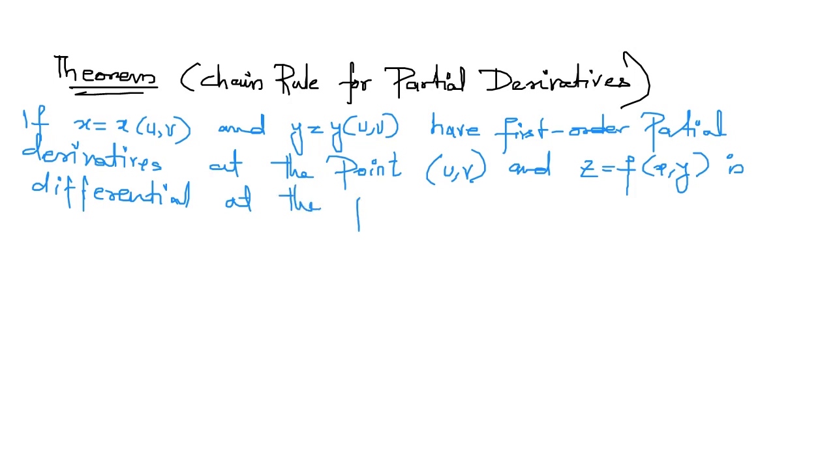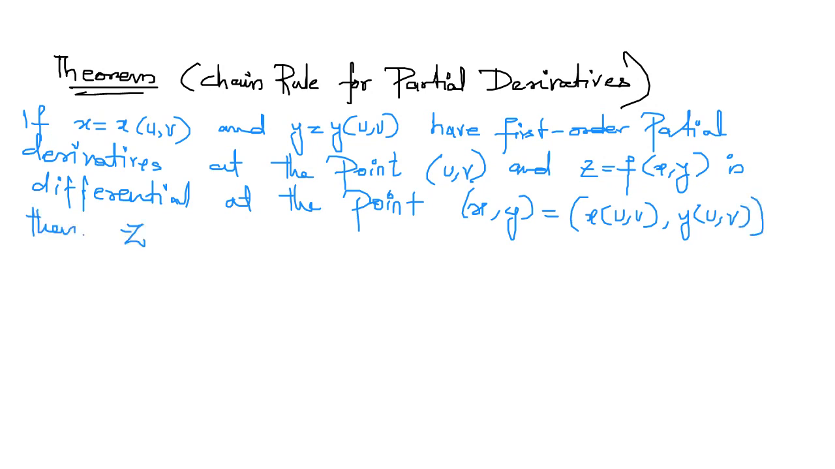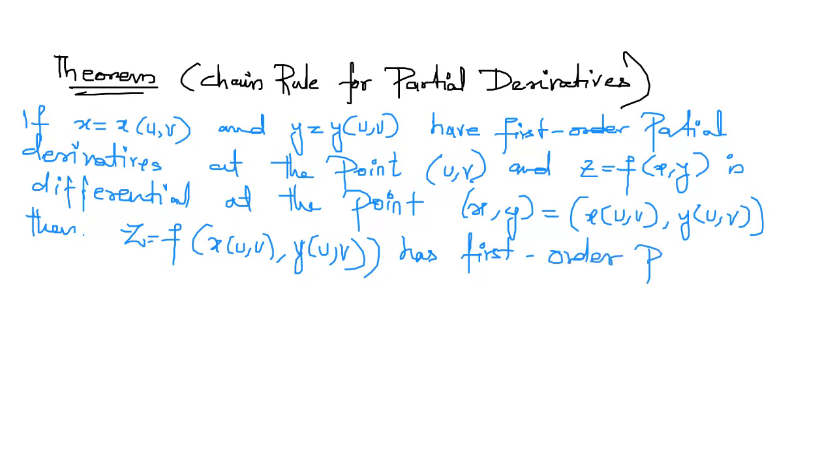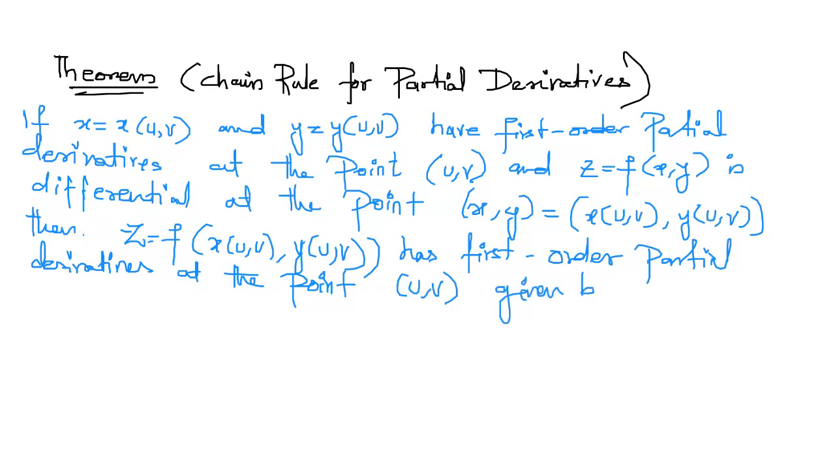And x and y are functions of u and v. Okay, then z becomes a function of x of u and v, and y of u and v, and has first order partial derivatives at the point u and v, given by this. So when you have two partial derivatives, z is a function with respect to u.